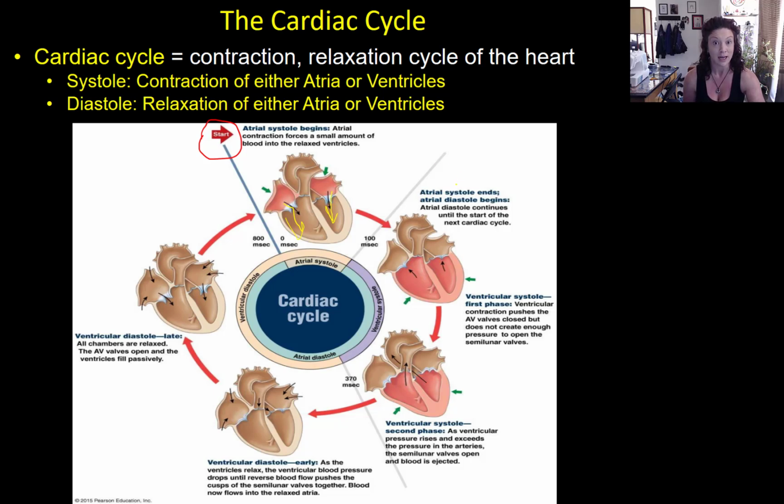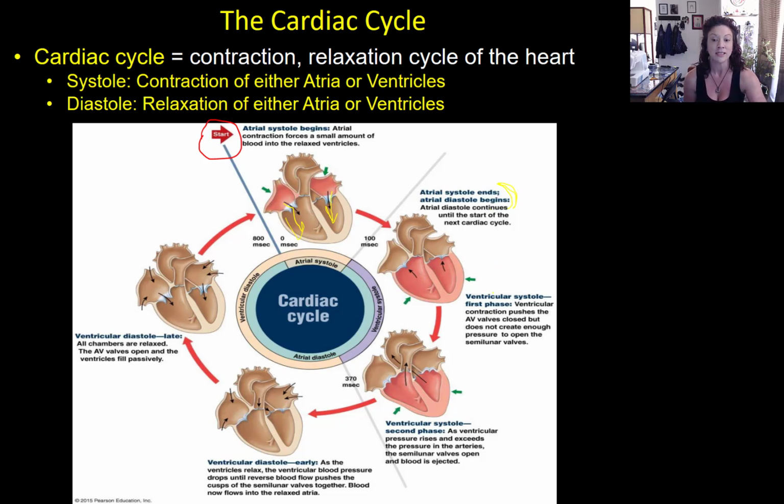Atrial systole then ends and atrial diastole begins. So now we're over here. Okay? Atrial diastole, of course, is the atria beginning to relax. Atrial diastole is actually going to last until the next cardiac cycle begins. So that single act of atrial systole, that's it for the atria until the beginning of the next cycle. Everything that happens from this point forward is going to happen in the ventricles.